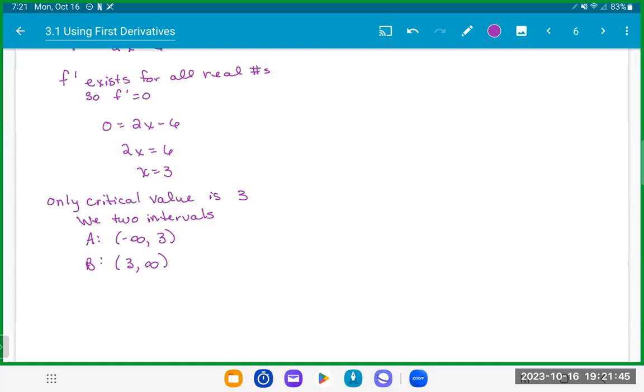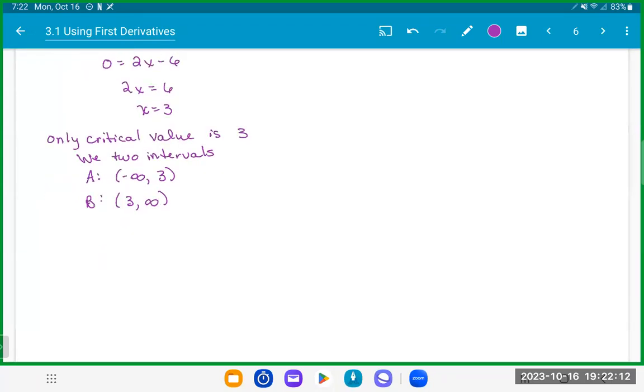So now we will use a test value in each of those intervals to determine the sign of the derivative. If you think back to algebra days when we're trying to solve inequalities and building out a table, this is very similar to that. All right, so we have our intervals: negative infinity to 3, and 3 to positive infinity.